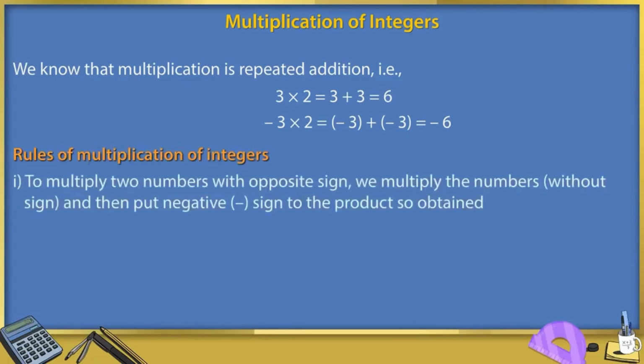1. To multiply two numbers with opposite sign, we multiply the numbers without sign and then put a negative sign to the product so obtained. Example: (-2) into 3 is equal to -(2 into 3) is equal to -6. (4) into (-7) is equal to -(4 into 7), which is equal to -28.